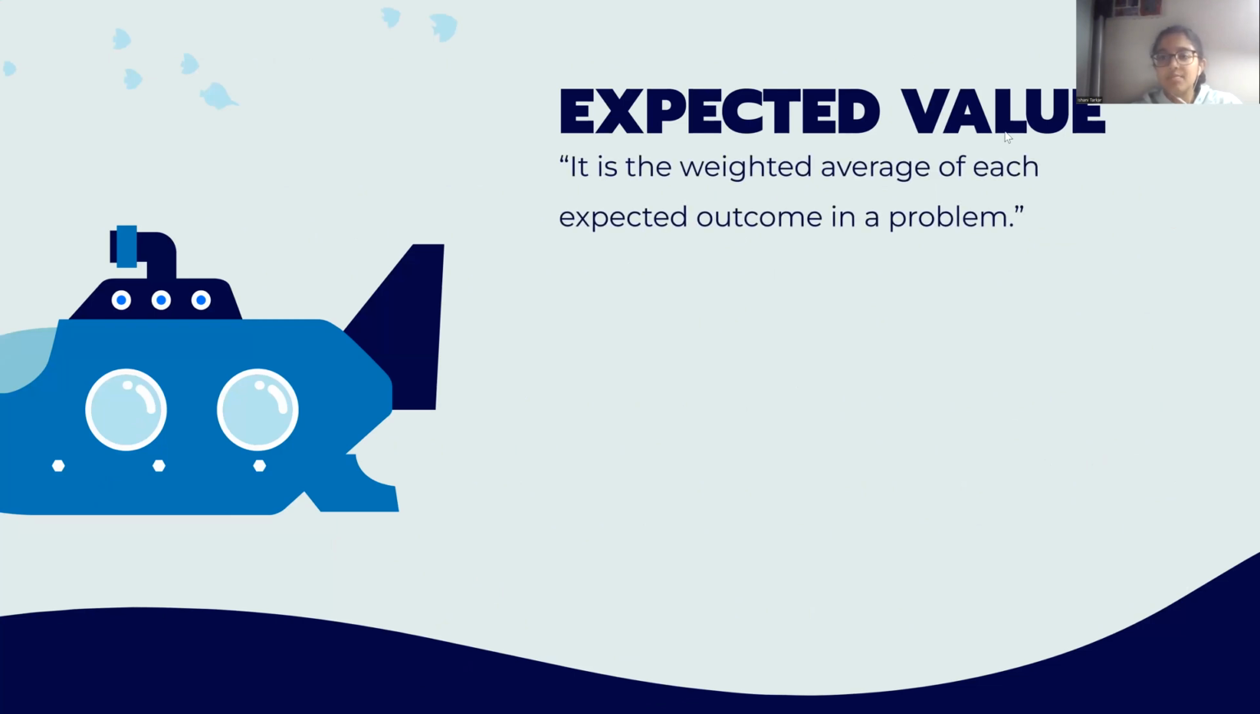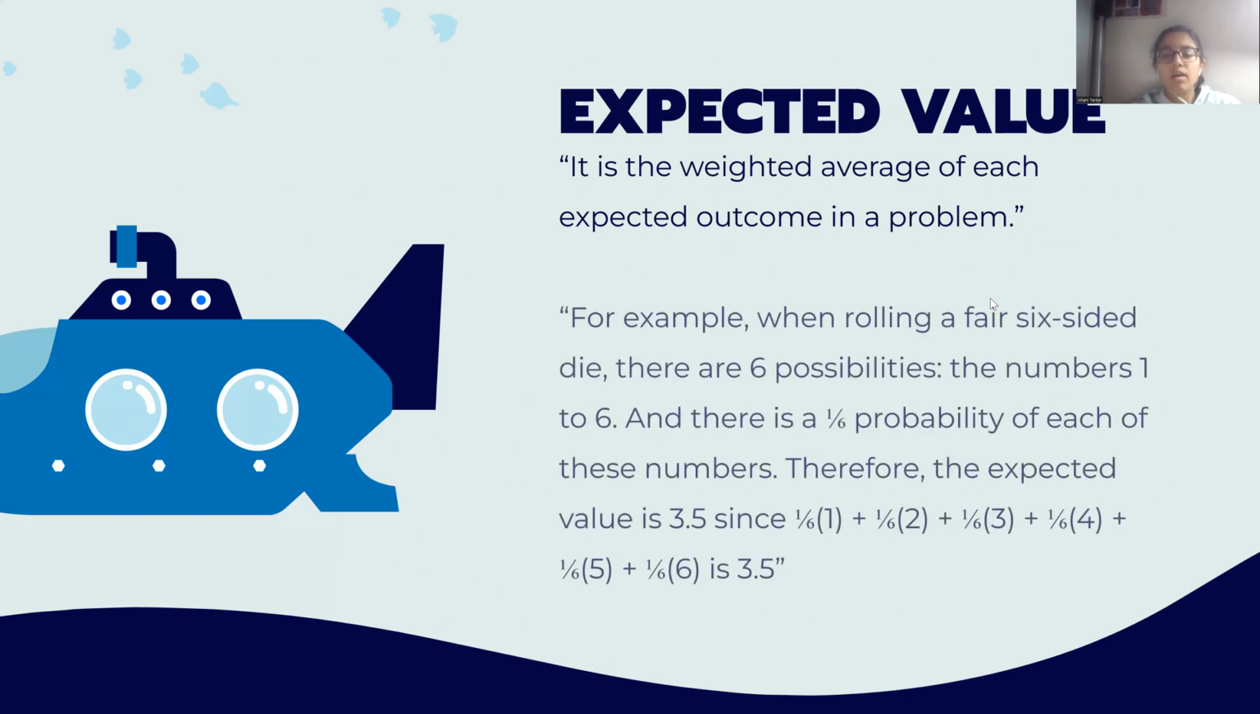Expected value is just the weighted average of each of the expected outcomes in a problem. So when you're rolling a fair 6-sided die, for example, there are 6 possibilities. You take each of the possibilities and the value you expect for each singular possibility and multiply it by the probability of that. And then you add that all together.